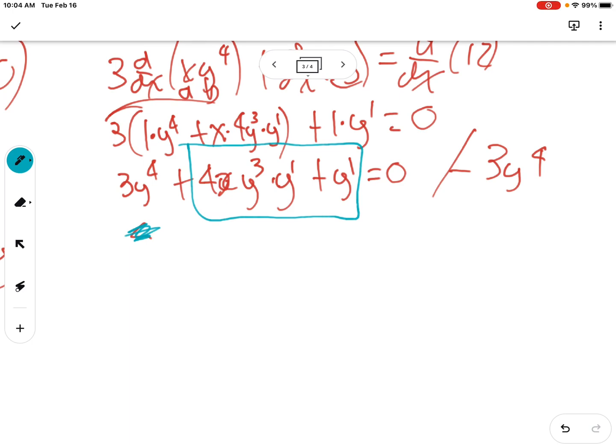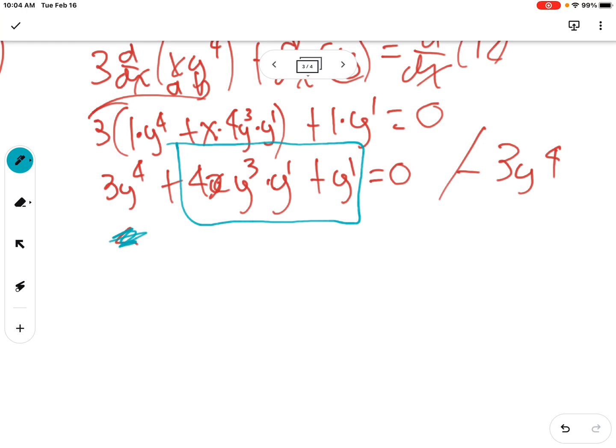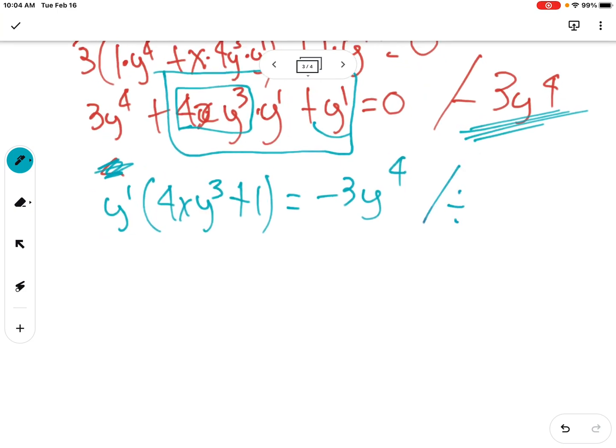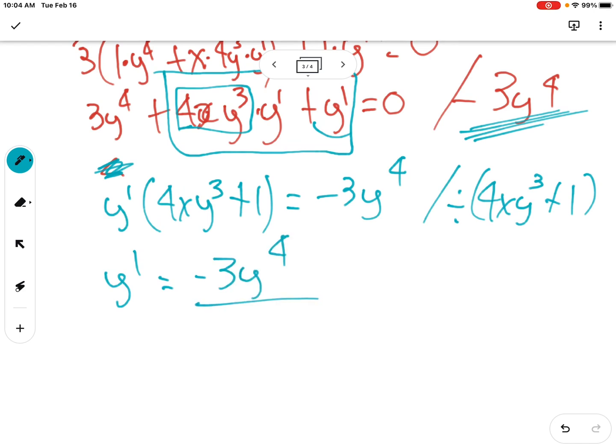Well, I'm going to have y prime, and then I'm going to be left with 4xy cubed, and then I'm factoring y prime out of that plus 1, and that equals negative 3y to the fourth because I subtracted that off both sides. And now I just divide by 4xy cubed plus 1. Okay, and that will isolate y prime, which is dy by dx. So negative 3y to the fourth divided by 4xy cubed plus 1.